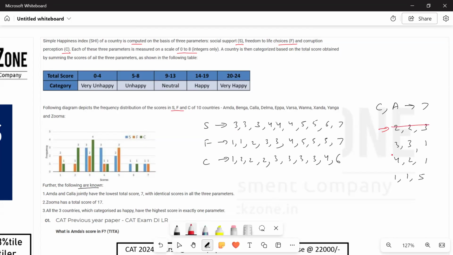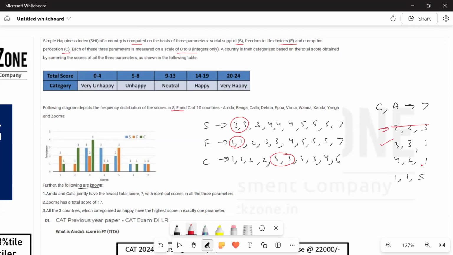Let's talk about 3 3 1. Is it possible? Let's say S is one of the threes because it cannot be one. C cannot be one because it has only one one. It cannot give one to both A and C. F has to be the only one, and C can be the other three. So this is one configuration possible for A and C.